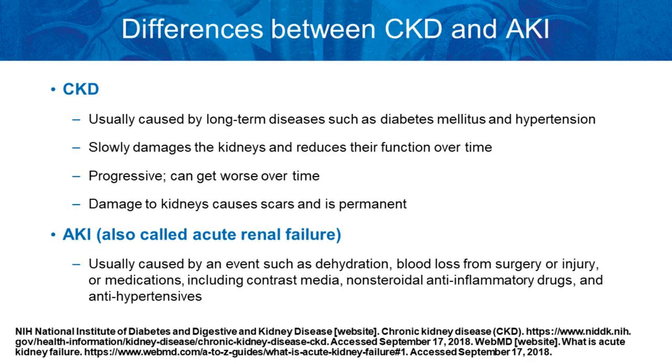Now, the differences between chronic kidney disease and AKI. Chronic kidney disease is usually caused by long-term conditions, chronic diseases such as hypertension and diabetes. These diseases slowly damage the kidney over time and reduce their function. And these conditions tend to be progressively worsening over time. AKI, also called acute renal failure, is usually the product of an acute event, either dehydration, blood loss during procedures, exposure to nephrotoxic agents such as contrast media, and other agents.